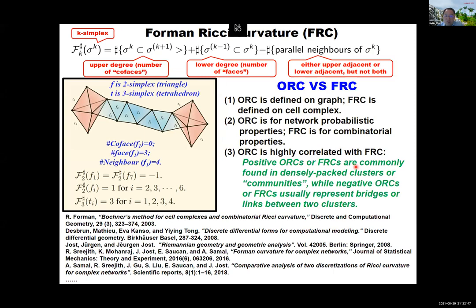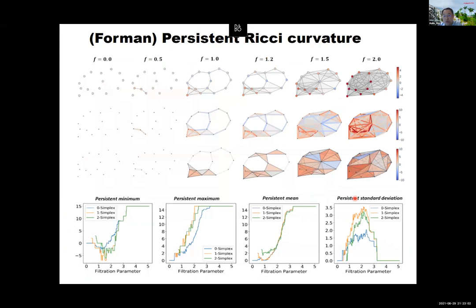So the positive ones are usually found in densely packed clusters, within a certain cluster or community, and the negative curvatures are usually found in the linker regions and the bridge regions between the clusters. So what we do now is not study the curvature of one structure, but instead check the variation of the curvature properties during the filtration process.